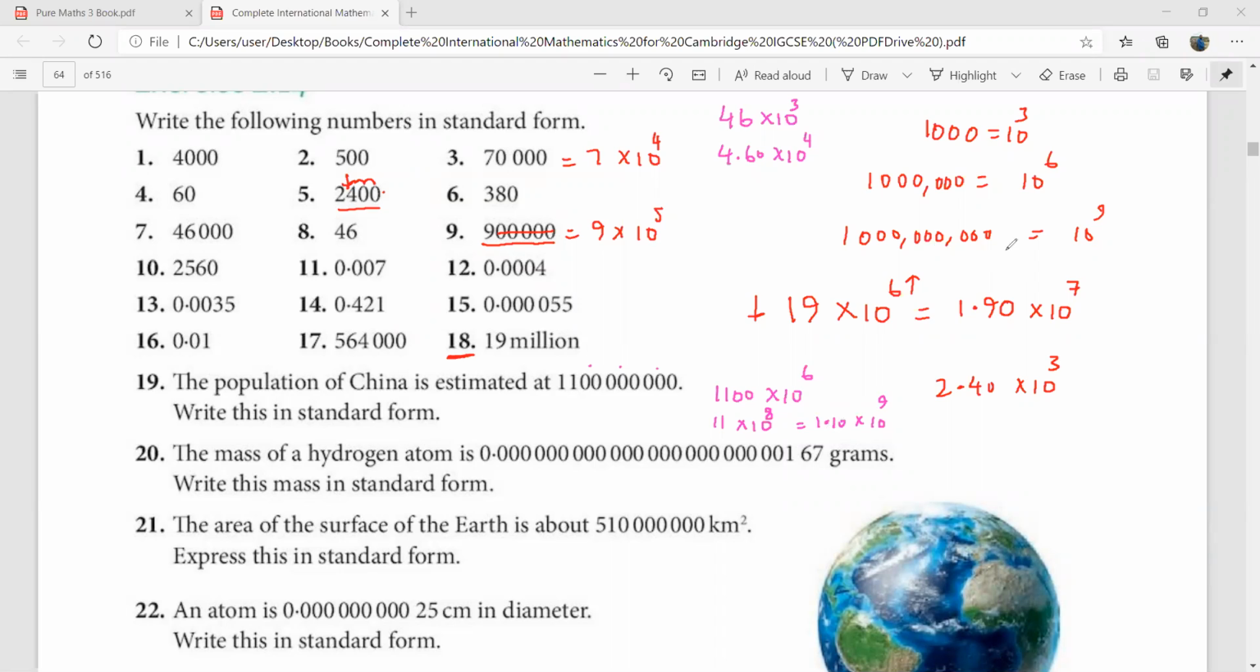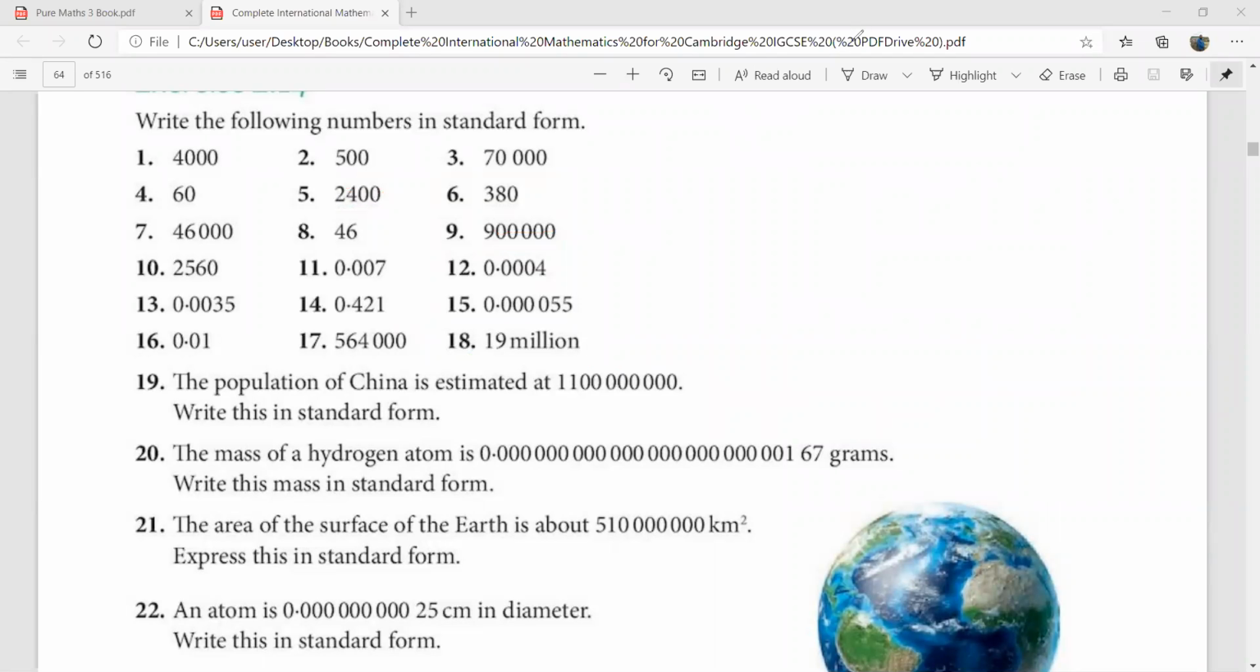Sir, is it necessary to write the end zero? Just to make it correct to three significant figures, we write 1.10. Okay. Now look at the smaller numbers, how to handle these numbers.